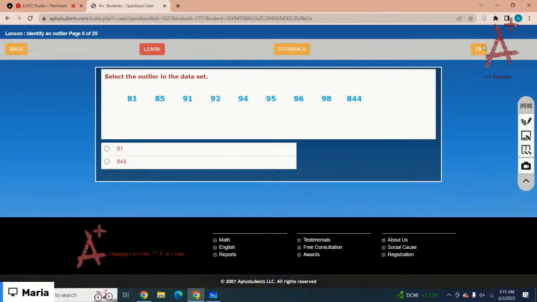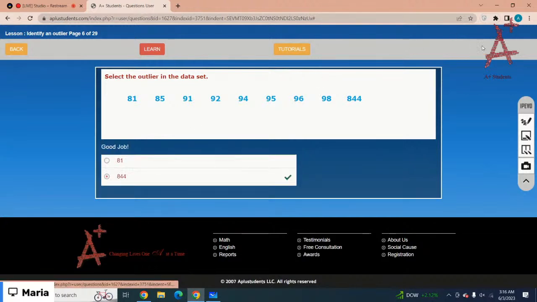Select the outlier in the data set. So which is the correct option? Yes, 844 is the outlier.